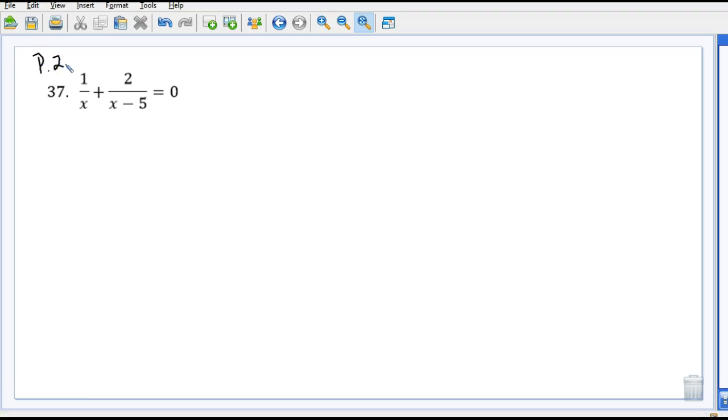Alright, here is P2 page 21. This is number 37. So we have 1 over x plus 2 over x minus 5 equals 0.